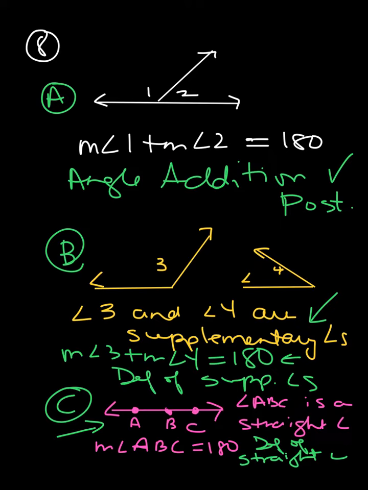which is what I have. Now notice in letter C, I didn't add anything together like I did in letter A. And I can't say anything about supplementary angles because, like in letter B, it says that the angles are supplementary. I don't have that information in letter C. The only thing I can say in C is that because of that line, the measure of angle ABC is 180 degrees because of the definition of a straight angle.